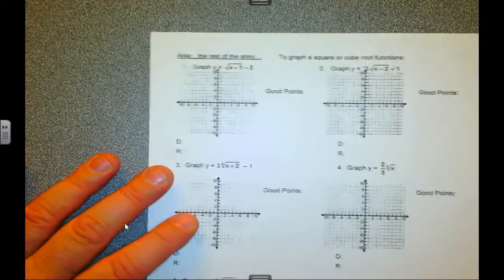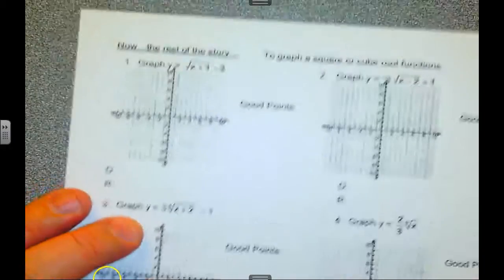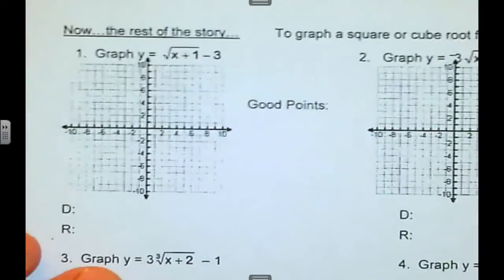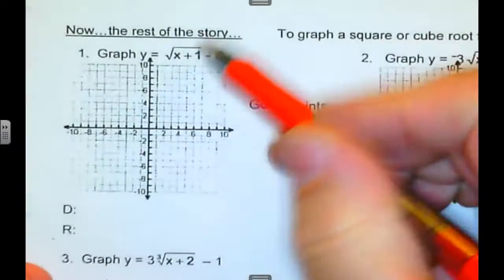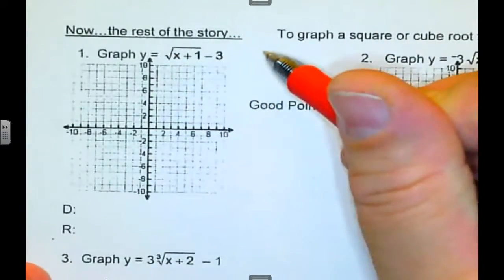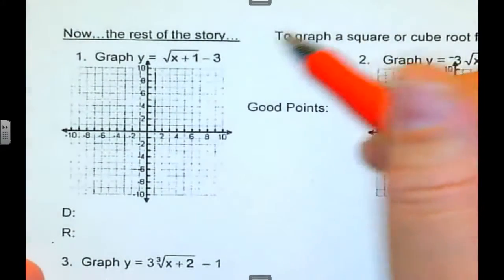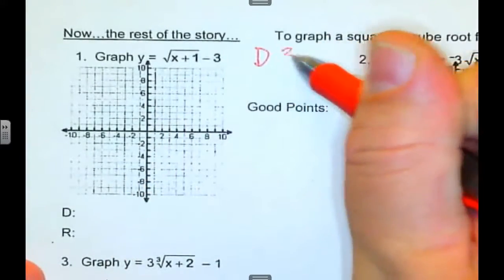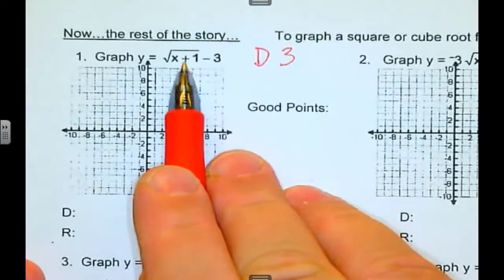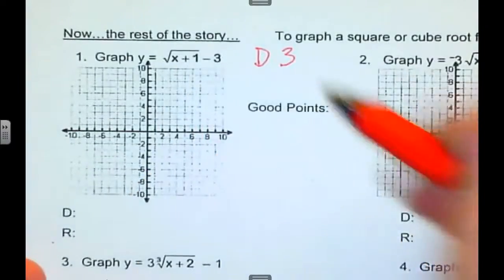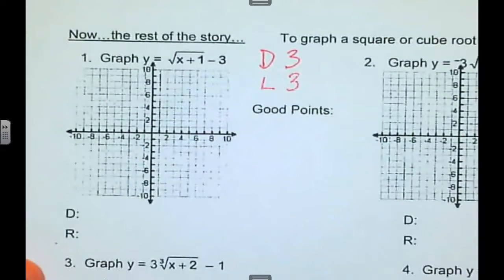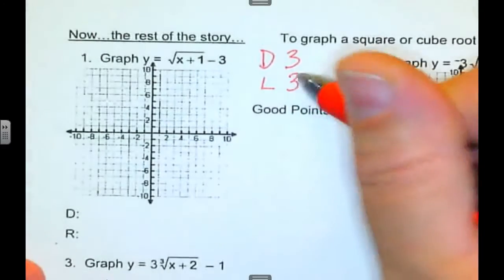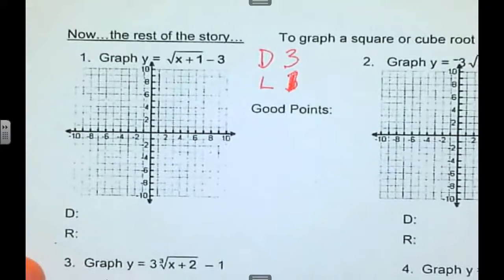All right, let's look at number 1. Okay, what's going to be my transformations here? First of all, I have a square root, right? What's going to be my transformations? Down 3, left 1. Remember, it's inside the radical, so it's going to be the opposite of the sign. Left 1.